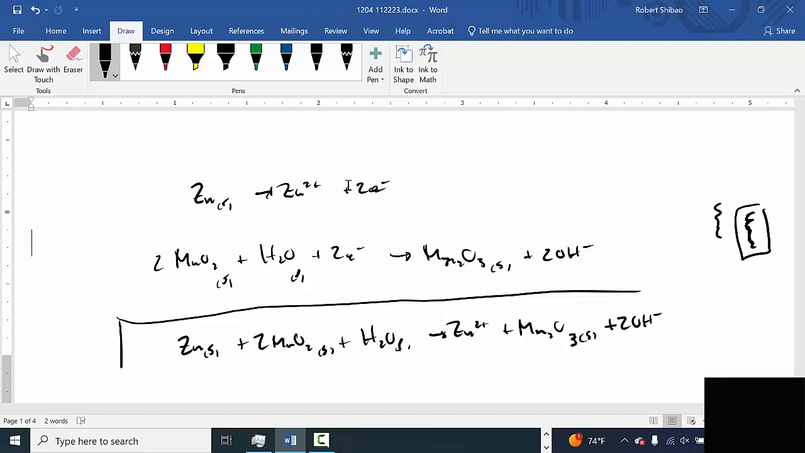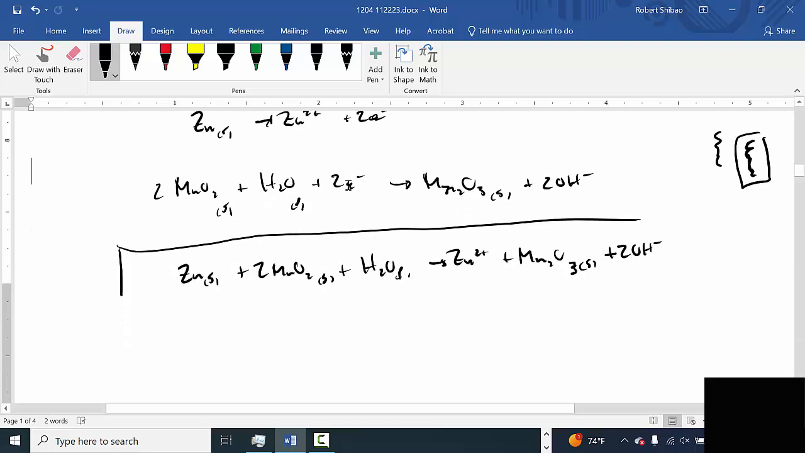But anyway, going back to this, what causes voltage to drop as the reaction progresses?